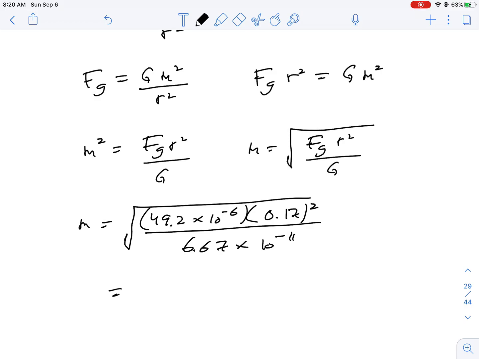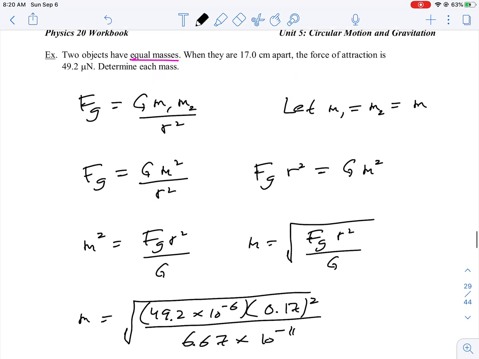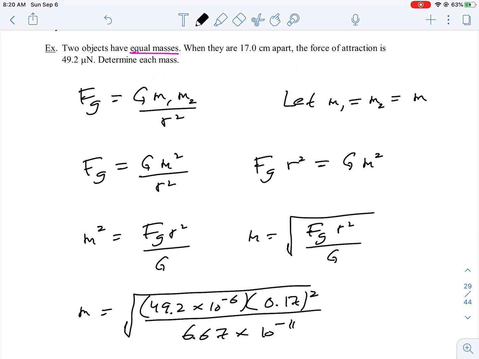And that comes out to be about 146 kilograms for each of those two masses. Okay, so you can see it's reasonably straightforward here. You just have to remember if it's equal masses, it converts to m squared. And then we're good.